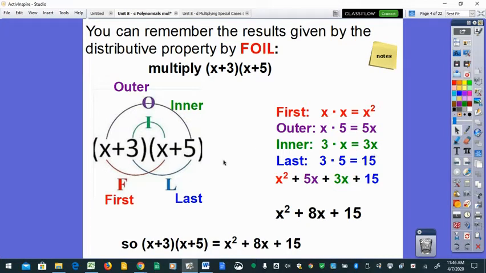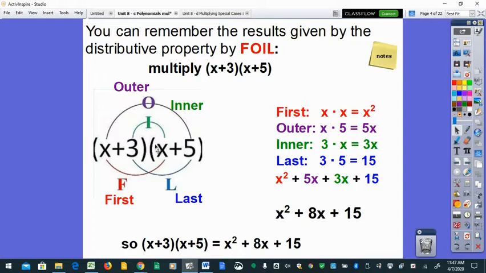And finally, we're going to go to the last. So the 3 is the last one in this binomial, and the 5 is the last one in this binomial, and 3 times 5 is 15. So x times x gives me x squared. X times 5 gives me 5x. 3 times x gives me 3x, and 3 times 5 gives me 15. And now notice we have a pair of like terms, so our final answer is going to be a quadratic trinomial, x squared plus 8x plus 15.